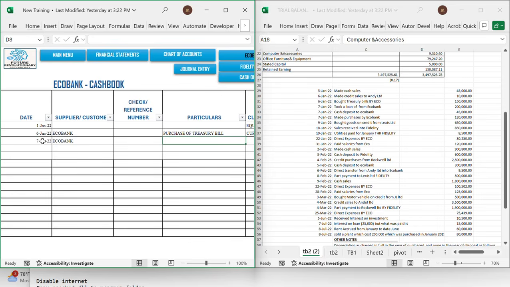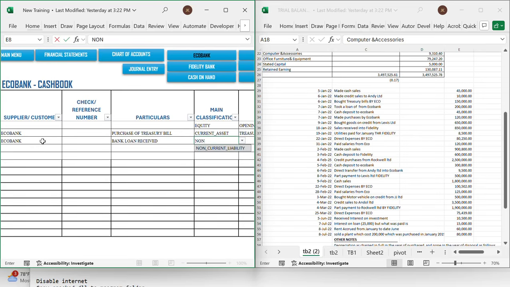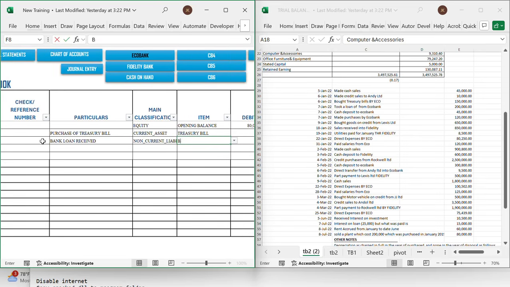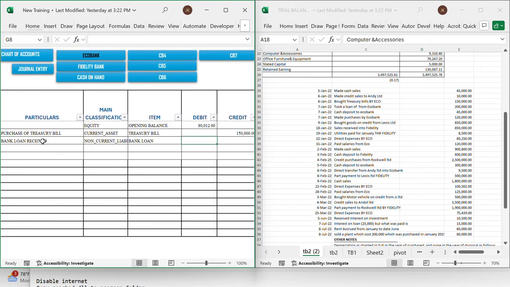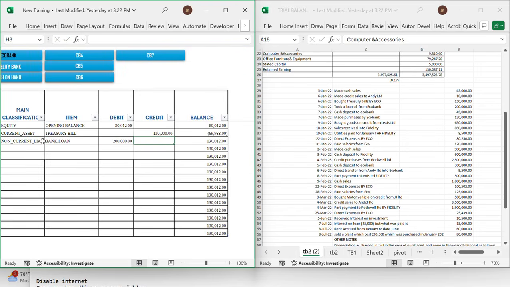EcoBank. So here it is going to be bank loan received, non-current liability, and bank loan. Right here we are receiving 200,000. All right. Now the next transaction is cash deposit to EcoBank.